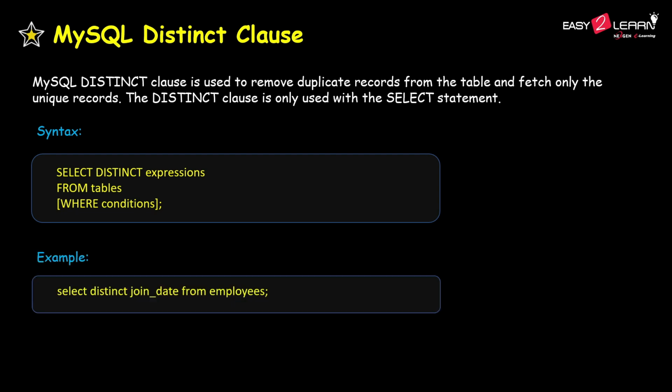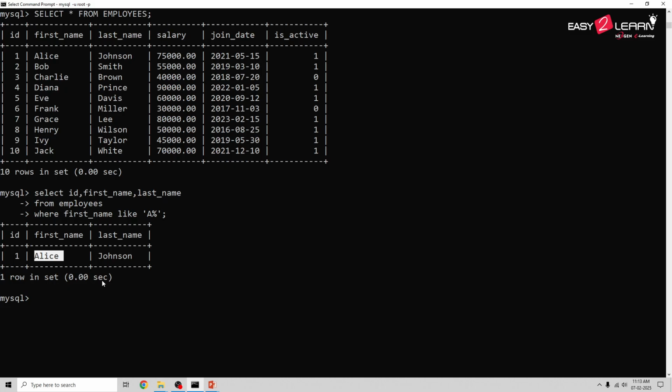Now let's see the example. I want to retrieve unique date of joining records of the employees. Let's say 5 employees joined on the same date of joining. I don't want the duplicate records of the joining date. I want unique joining date records. At that time I can use DISTINCT. To retrieve only the unique values of a particular column, we can use the DISTINCT keyword. Let's see how it is going to be executed.